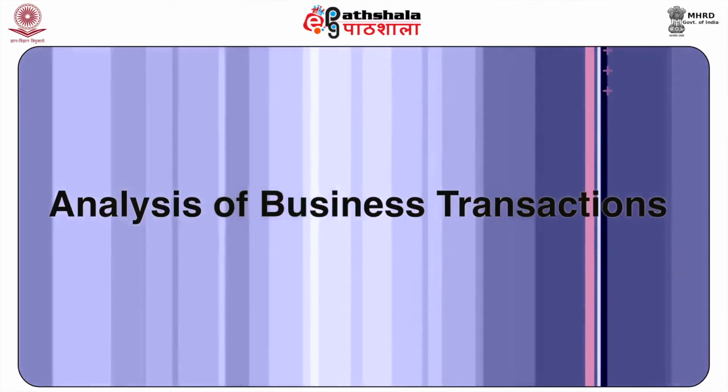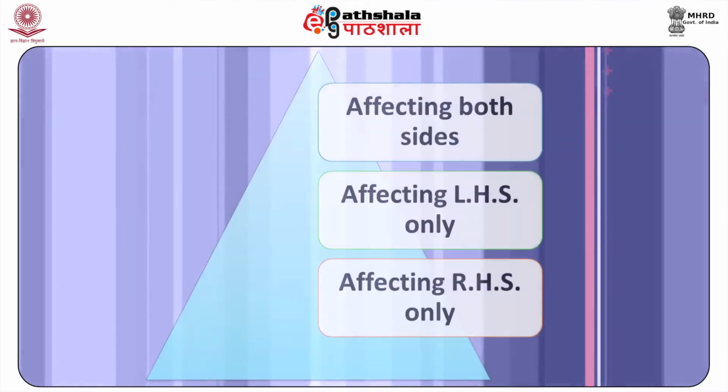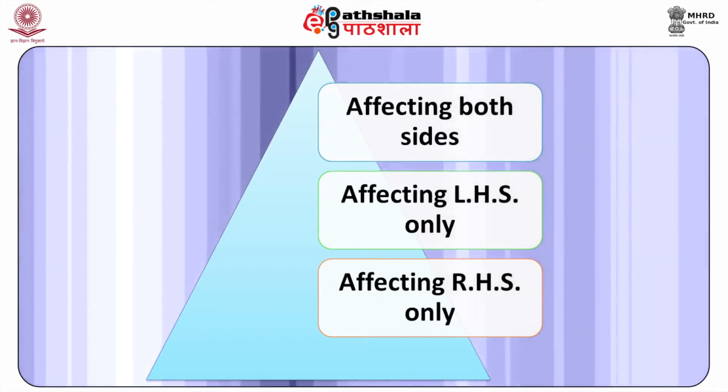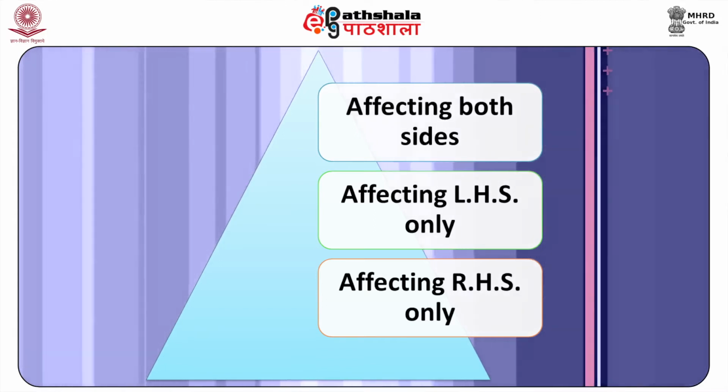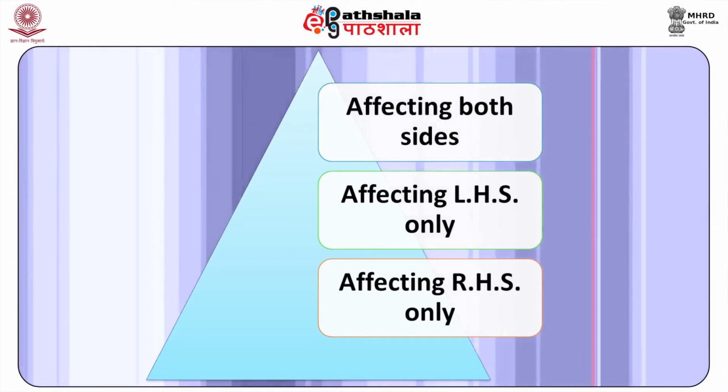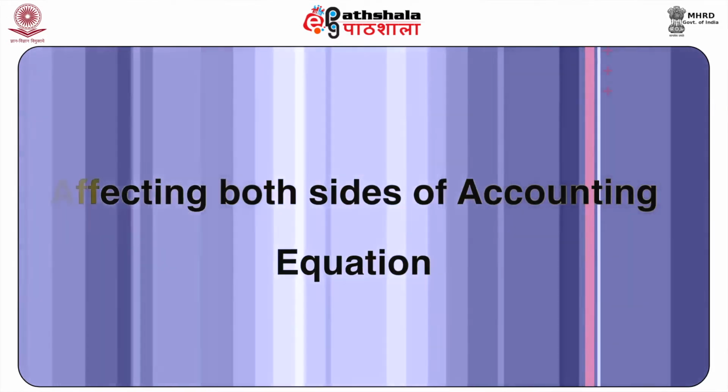Now let's come to analysis of business transactions. It is true that the accounting equation remains balanced all the time. It is so because any change resulting from the business transaction impacts the two sides, or even only one side, of the accounting equation in such a manner that LHS remains equal to RHS. On such basis, these business transactions may be divided into three categories. First, affecting both sides. Next, affecting LHS only. Next, affecting RHS only.